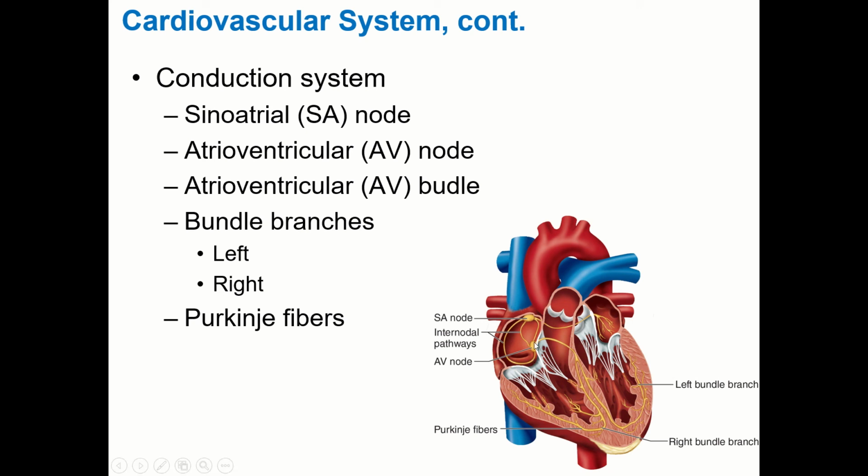the electrical signal, the depolarization, spreads really quickly across the AV bundle, which then splits into right and left branches, and then branches out even farther into smaller fibers called the Purkinje fibers. And so as we move into the bundle branches and then into the Purkinje fibers, the rate of depolarization actually picks up a little bit, moves a little bit faster, so that we stimulate the ventricles from the bottom up to wring blood out of the ventricles and push it out into the aorta or out into the pulmonary artery in the case of the right ventricle.